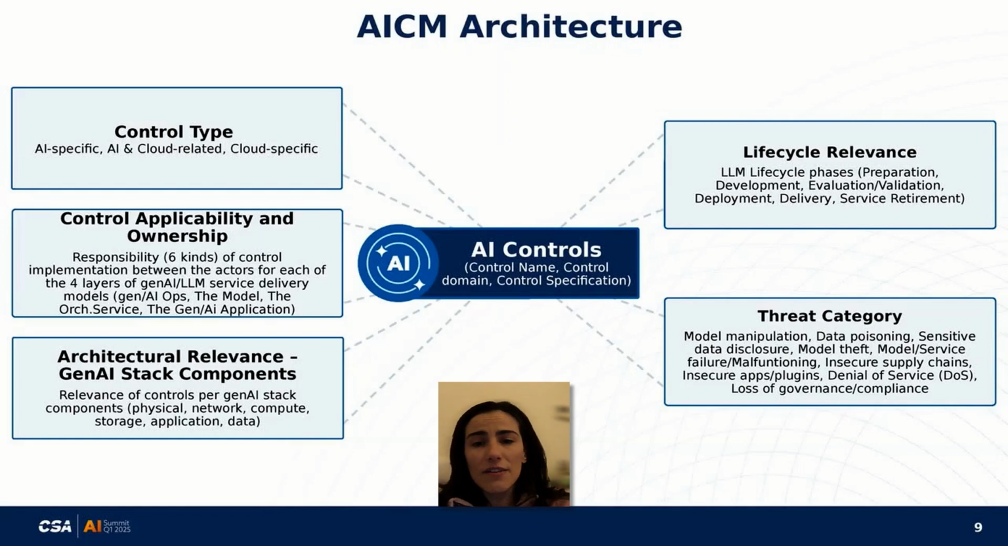Then the last dimension is the threat category. We specify here what risks this control addresses. We have 9 threat categories as identified in our previous work, the threats taxonomy, and we say whether a control addresses model manipulation, data poisoning, sensitive data disclosure, model theft, insecure supply chain, insecure plugins, denial of service, or governance failure. And with true or false, we identify whether this control mitigates that threat or not.